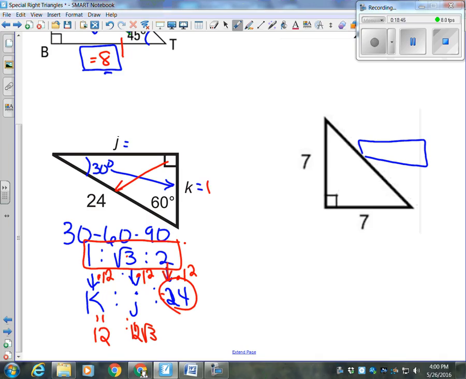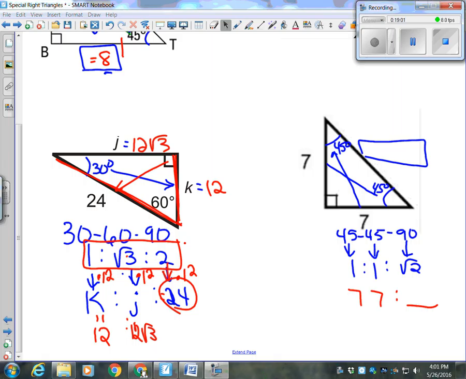I believe that is correct. K would be 12, and this would be 12 square root of 3. This is the shortest side. It should be half as long as the longest side, and that holds true. And the middle length side is times square root of 3. All right, you can pause it, and we'll set up the next.